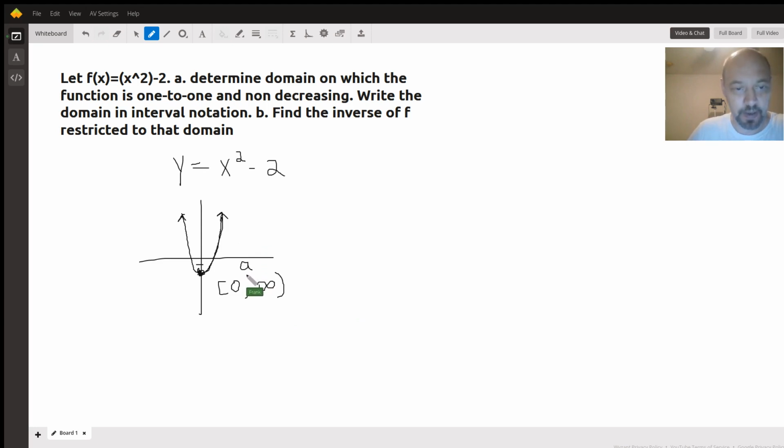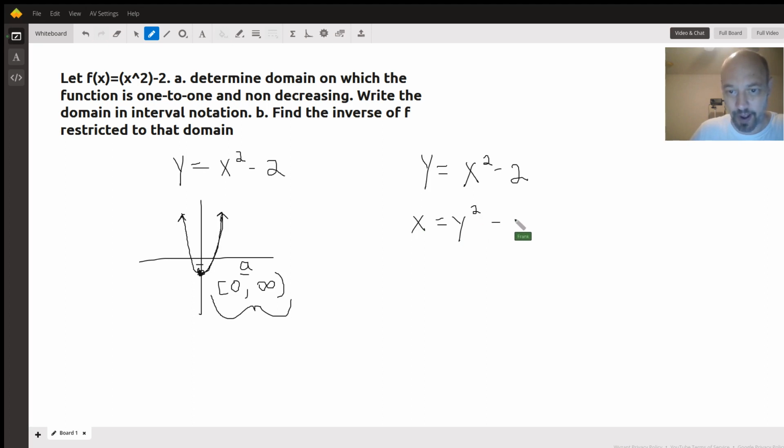There's A. B says find the inverse restricted to that domain. Now the inverse may have a domain that goes beyond this, but it's got to be restricted to that domain. So in order to find the inverse, take the original function, y equals x squared minus 2. Switch x and y. Turn y into x and x into y. So x equals y squared minus 2.